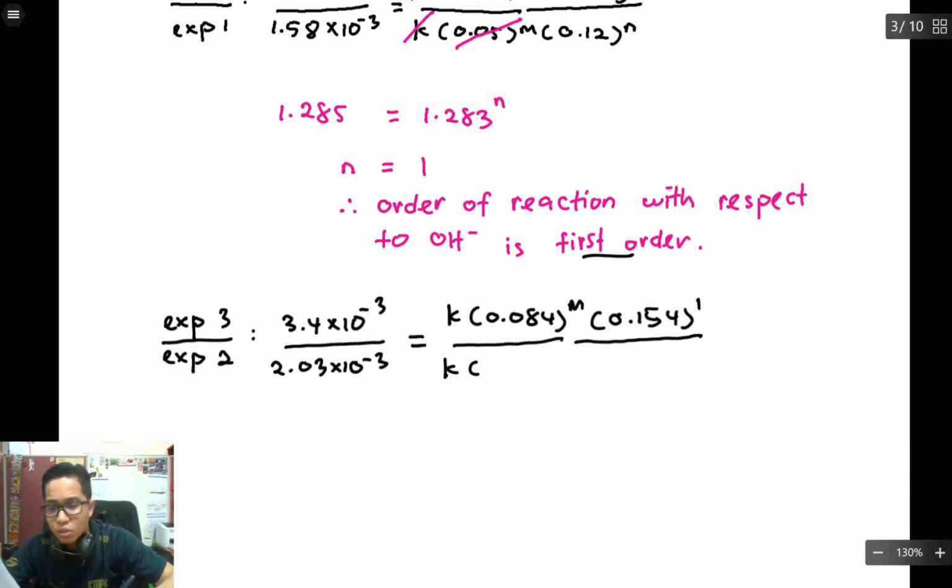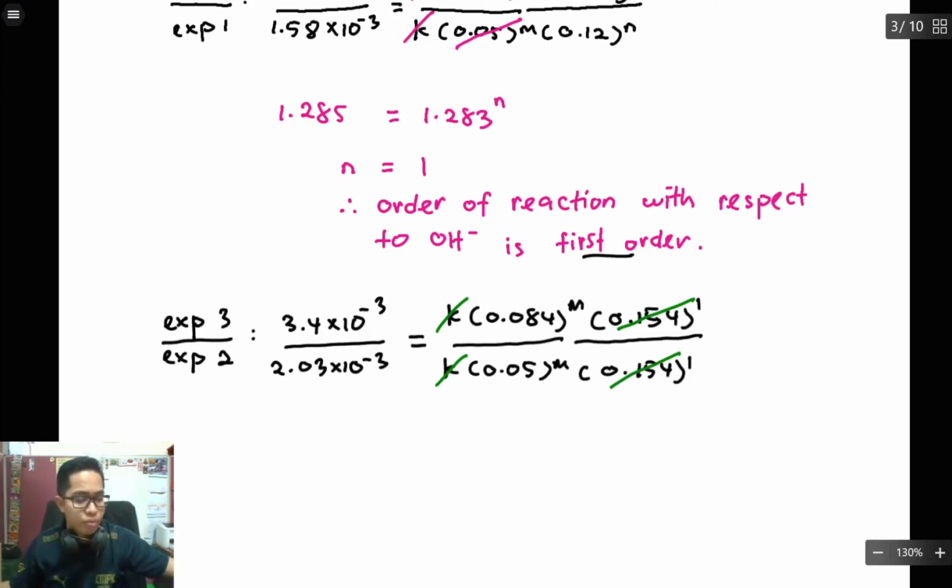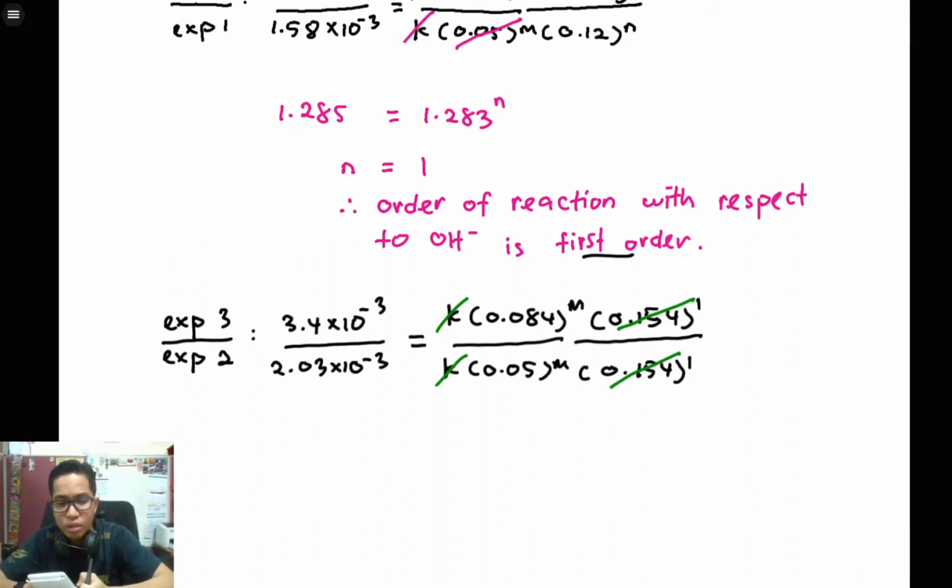Divided by k, CH3COOCH3 0.05 to the power of m times 0.154 to the power of 1. k and k cancel out. 0.154 to the power of 1 and 0.154 cancel out. So 3.4 divided by 2.03, this we get about 1.675, equal to 0.084 divided by 0.05.